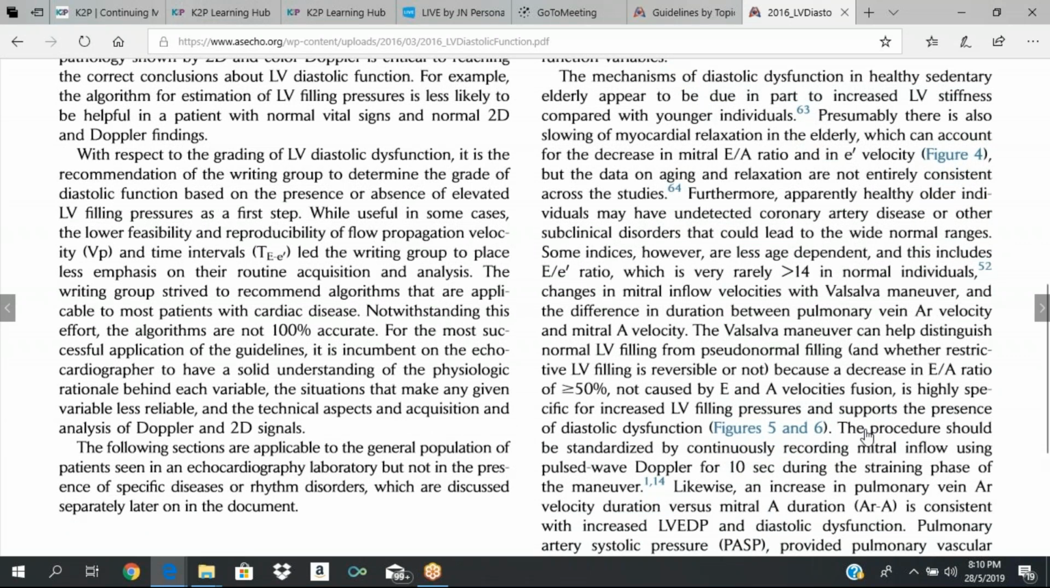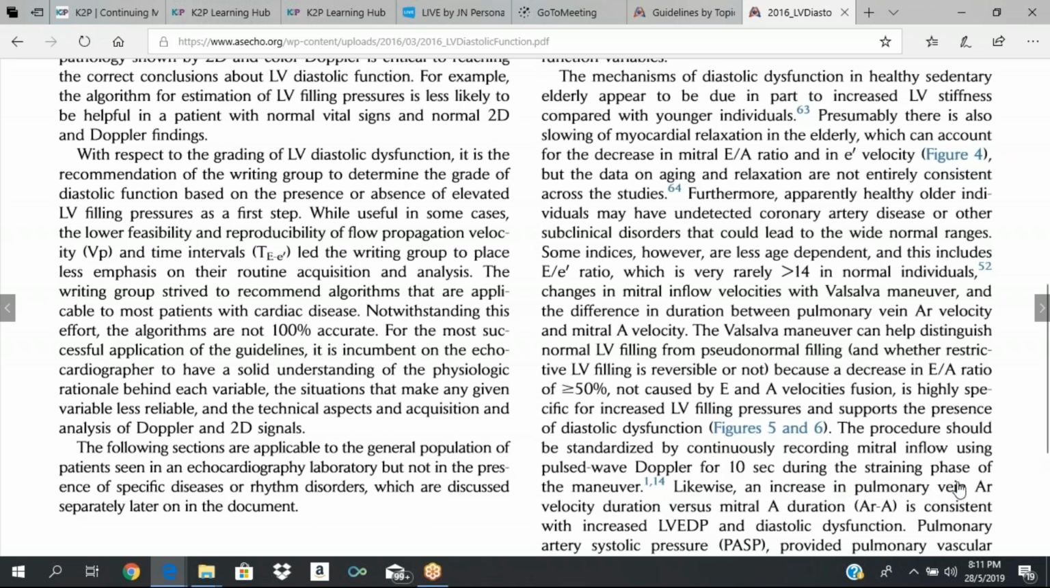And we're going to go over the Valsalva maneuver fully so you can understand how you can use it to distinguish whether you're talking about a normal patient or someone who has diastolic dysfunction. The procedure should be standardized by continuously recording the mitral inflow using pulse wave Doppler for 10 seconds during the straining phase of the Valsalva maneuver.